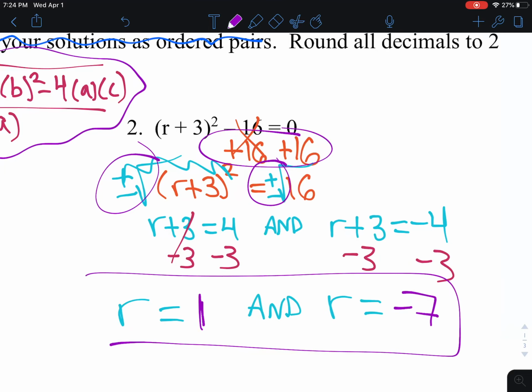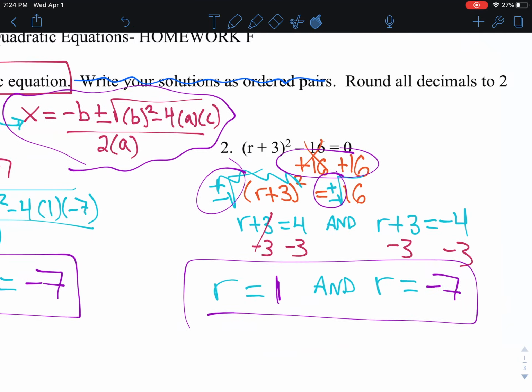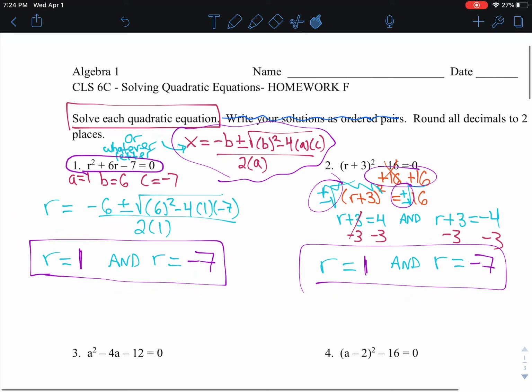Now, if you look here, you might be curious, wait, they have the same answer. And to be completely honest with you right now, they're actually the same thing. They're just looking different. One's in standard form, one is vertex form. They're the same graphs. They're the same function.